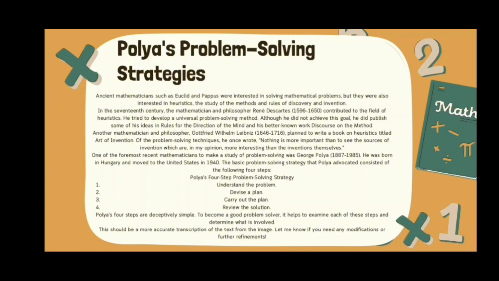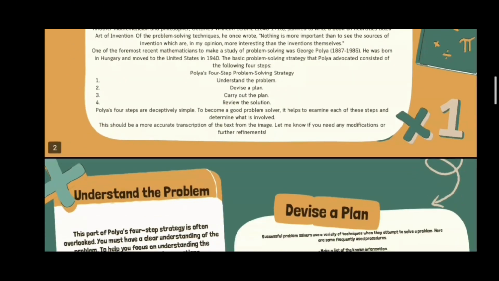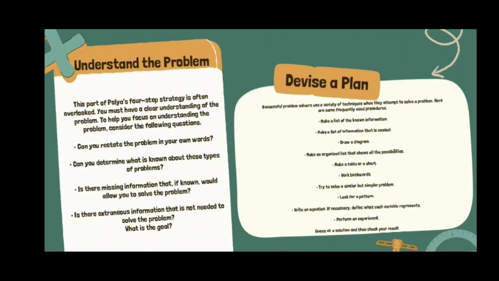Understand the problem, devise a plan, carry out the plan, and review the solution. Polya's four steps are deceptively simple. To become a good problem solver, it helps to maintain each of these steps and determine what is involved. I will provide a detailed explanation of Polya's four-step problem solving strategy by breaking down each step with practical questions and techniques. First is understand the problem.